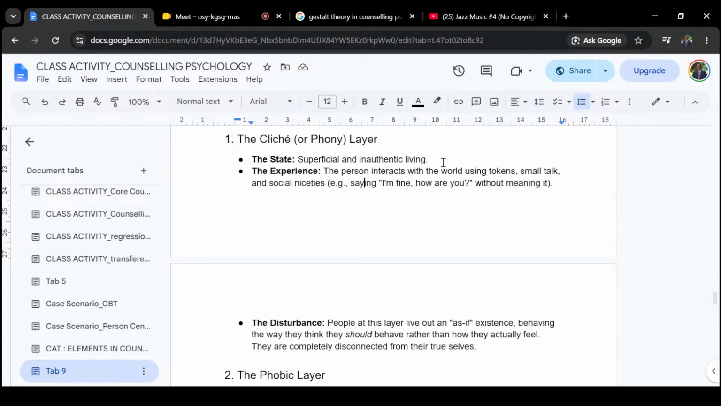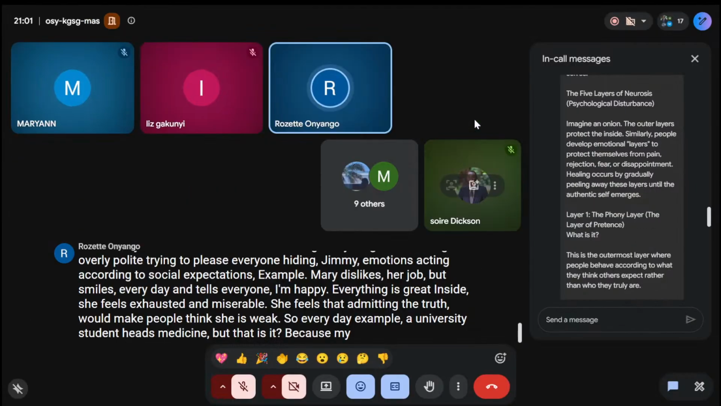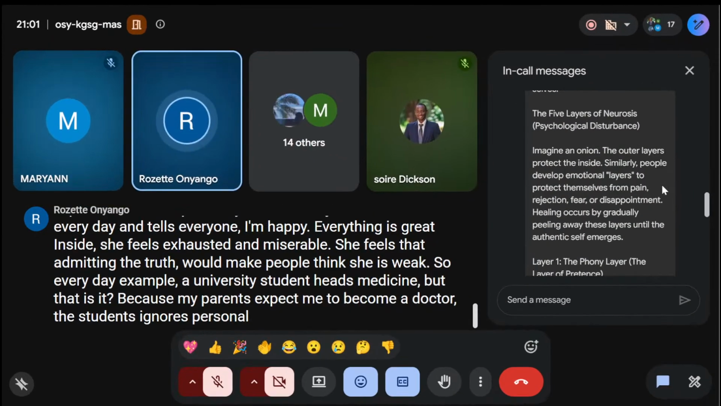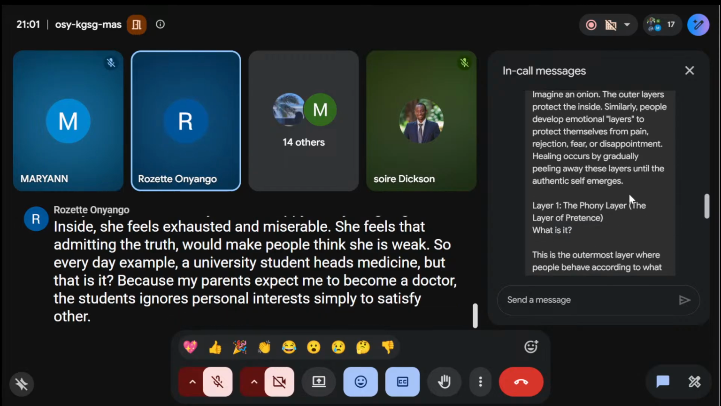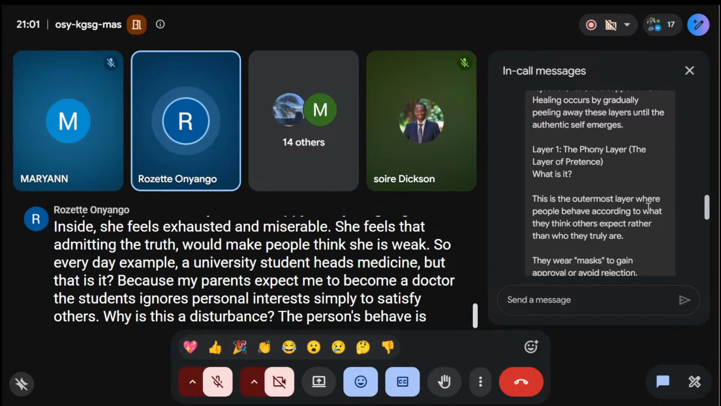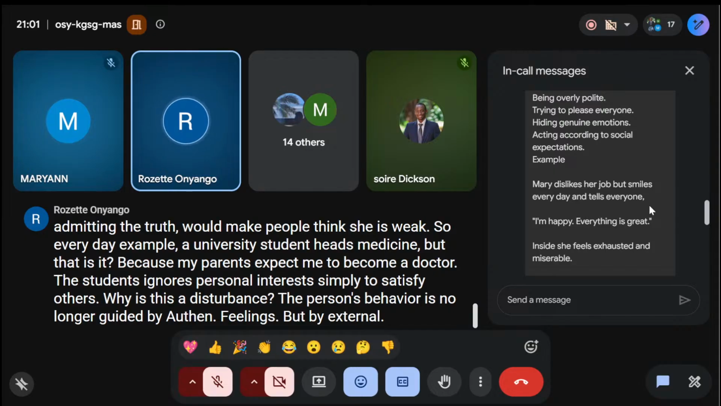Everyday example: a university student hates medicine but studies it because "my parents expect me to become a doctor." The student ignores personal interests simply to satisfy others. Why is this a disturbance? The person's behavior is no longer guided by authentic feelings, but by external expectations.